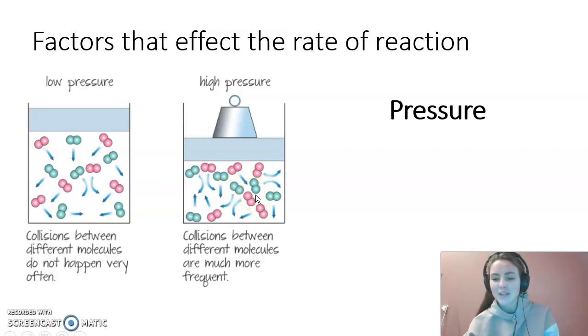It will actually be the same as concentration. Do you see that? In this area we have right here, the concentration of particles is higher. And that is caused by raising the pressure. So the probability for the different molecules to interact and get together is higher if we have a higher pressure. And that will increase the rate of the reaction.